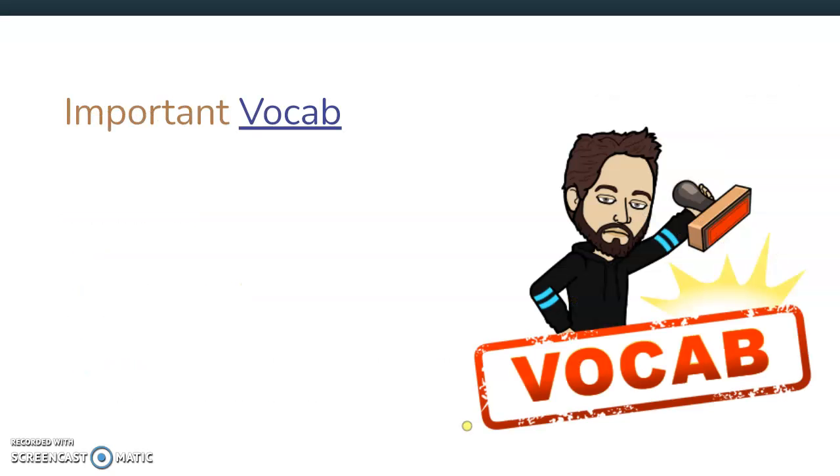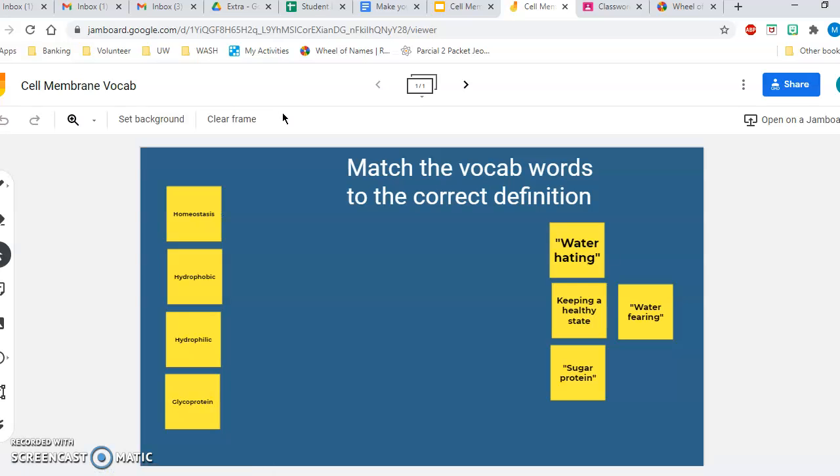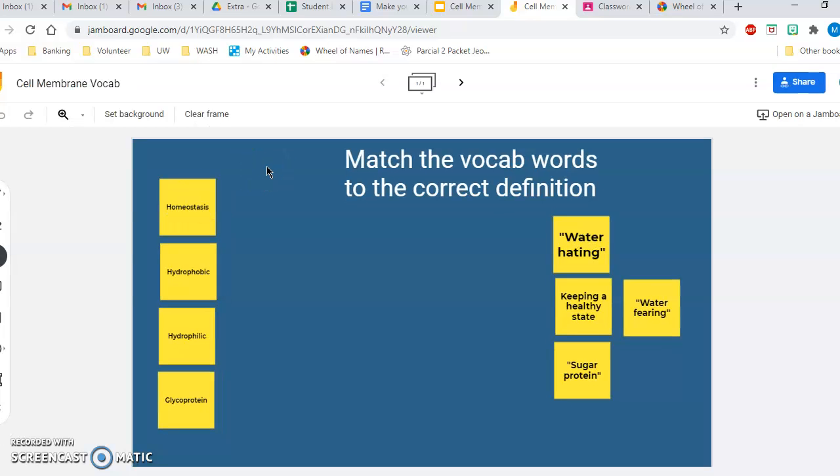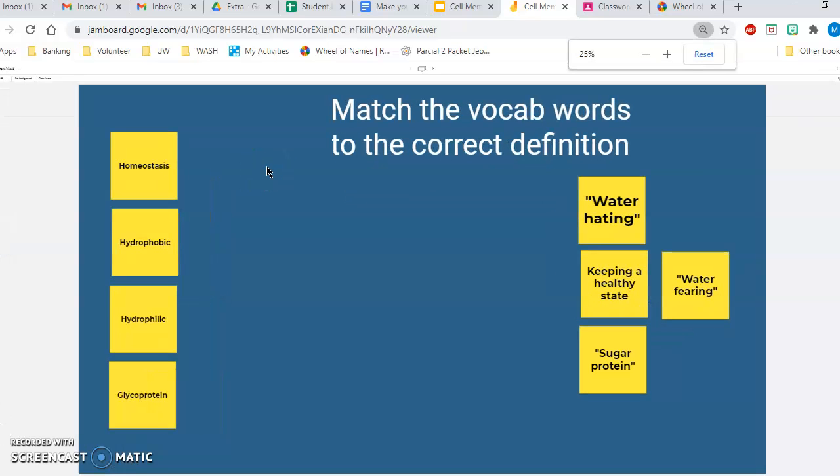I have some important vocab for us to go over, and even, I think, a fun way to work through them. The idea is we have our new vocab words off on the left side. And this is just a Jamboard. We've seen Jamboards before, but I'm going to work through this with you. So we have homeostasis, hydrophobic, hydrophilic, and glycoprotein as important vocab words that I want us to go through.